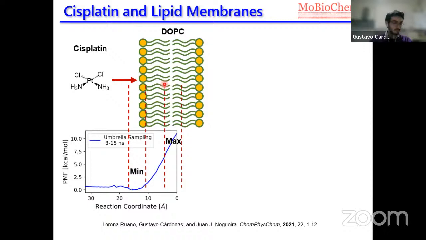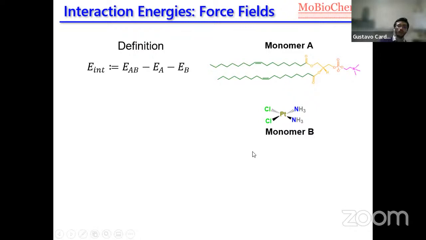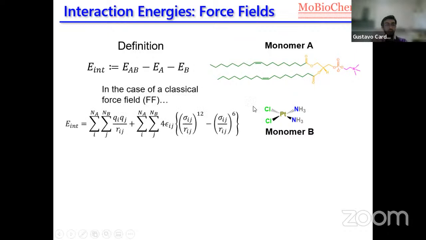Okay. So after having done the umbrella sampling, we computed the interaction energies between, in this case, the cisplatin molecule and the entire lipid membrane. So in this case, monomer A consisted of all the lipid molecules. Again, since the system was gigantic, we did so by using a classical force field. Now, what did the fact of using a classical force field imply in regard to the interaction energy? Briefly, when we plug in the energy expressions for each one of these terms, we obtain this expression here for the interaction energy.